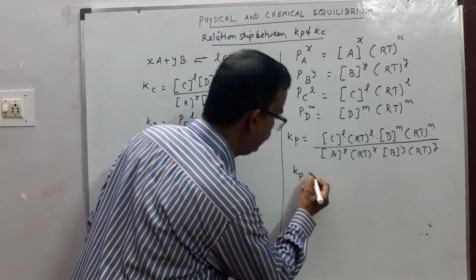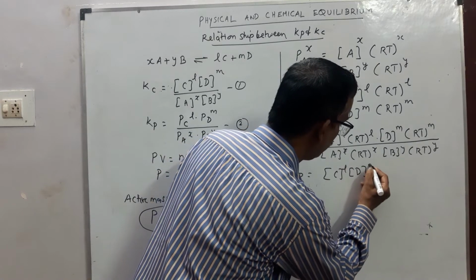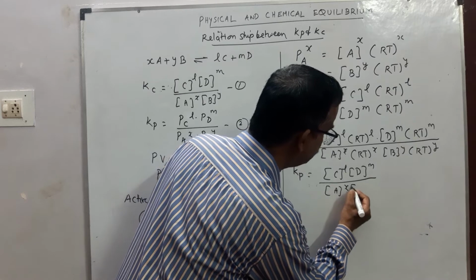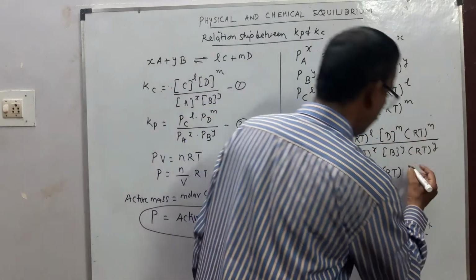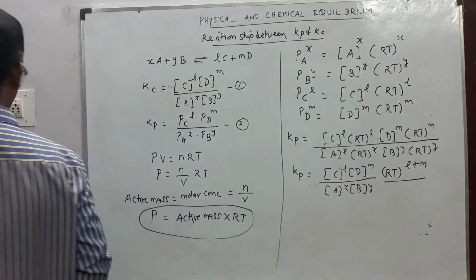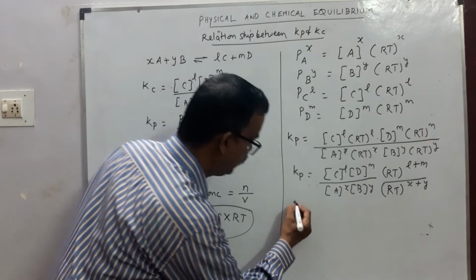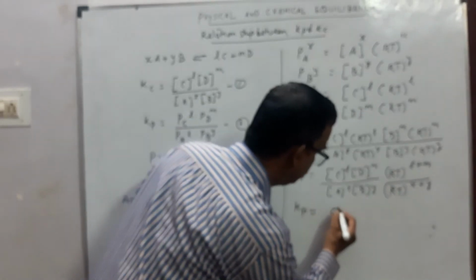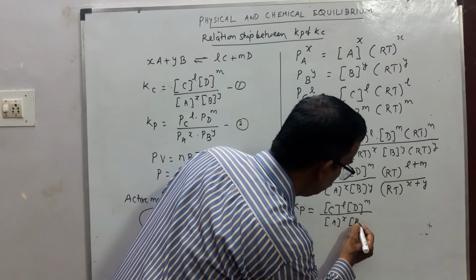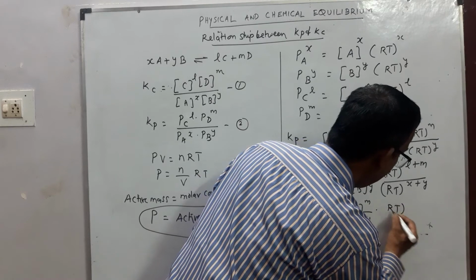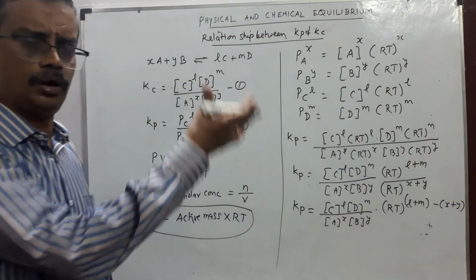Next step. Kp equal to, we collect the concentration terms first: C to the power of L, D to the power of M by A to the power of X, B to the power of Y, and RT to the power of L plus M divided by RT to the power of X plus Y. Okay. So Kp equal to C to the power of L, D to the power of M by A to the power of X, B to the power of Y into RT to the power of L plus M minus X plus Y. Exponents we can separate.